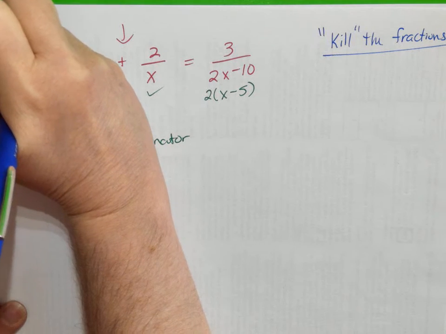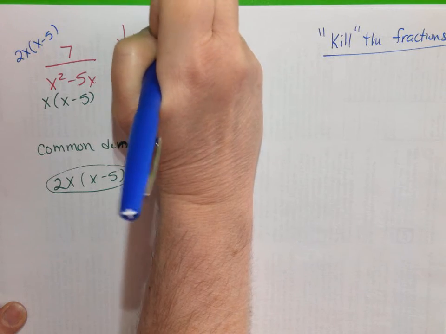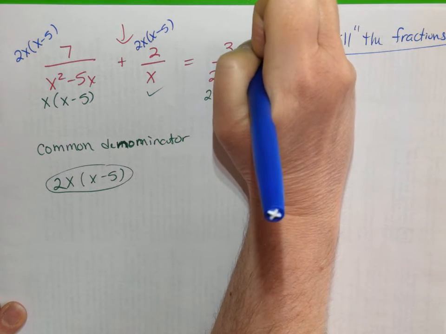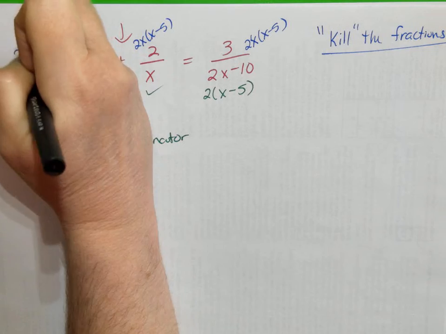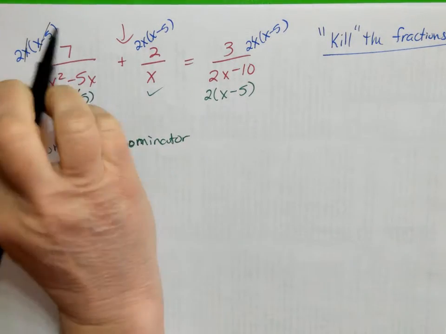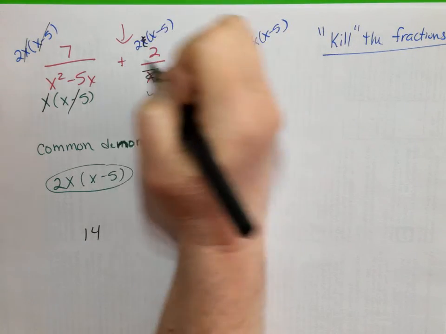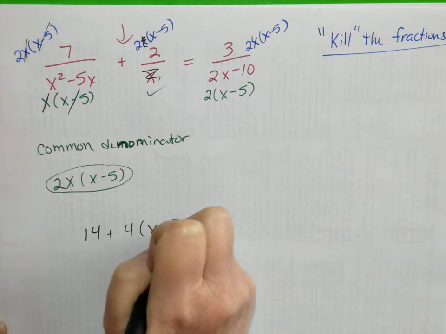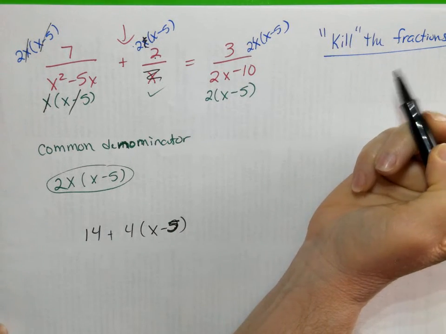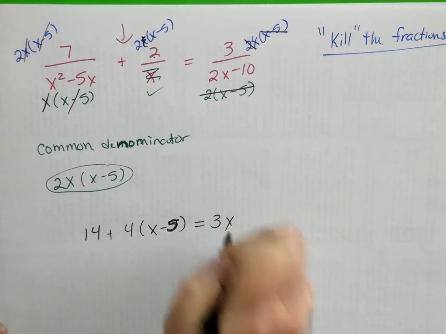So when I do, I'm multiplying by 2x, x minus 5. I'm going to multiply this by 2x, x minus 5, and this by 2x, x minus 5, which allows me to do some canceling. That turns into a 1 on the bottom, and I have 2 times 7, which is 14. I do the same thing over here, so now I have plus 4 times the quantity x minus 5, because this 2 times that 2 makes my 4. And here I'm going to get rid of the 2 and the x minus 5. That's all equal to 3x.